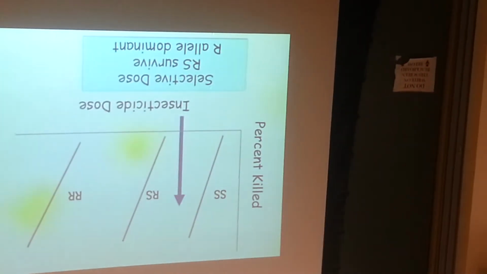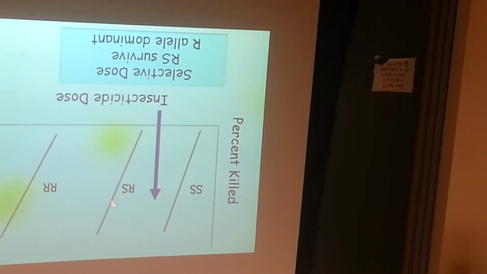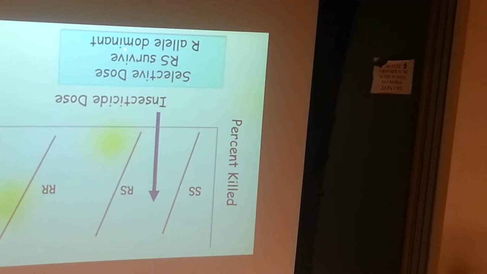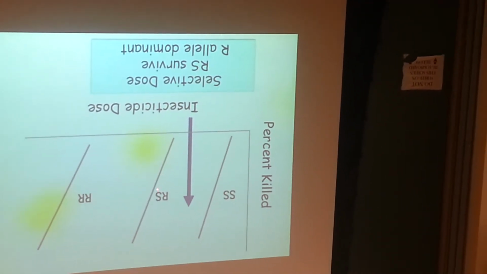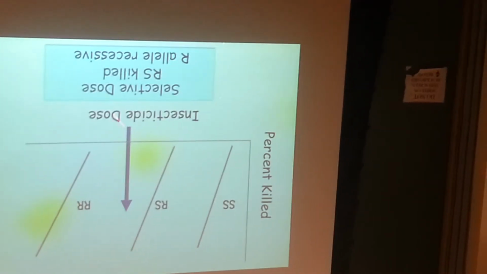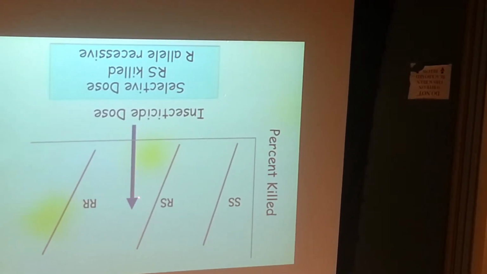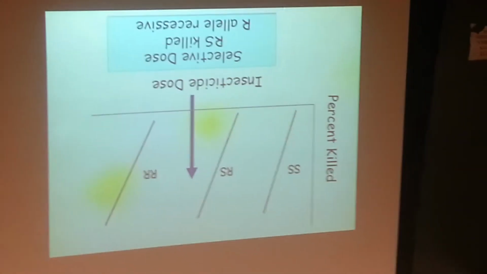This is what it kind of looks like if we have a susceptible percent killed: susceptible homozygote, resistant homozygote, heterozygote here. Put the insecticide dose here. Obviously, the resistant heterozygote is surviving. So the R allele now is dominant because it's being expressed. All we have to do is change the dose up to here, and now the R allele is recessive because it's not being expressed.